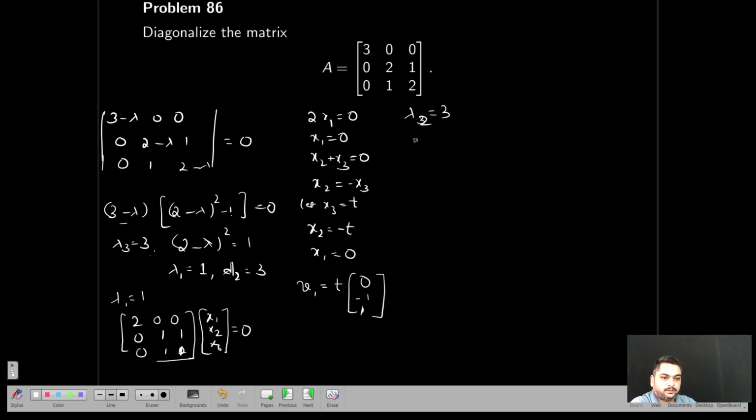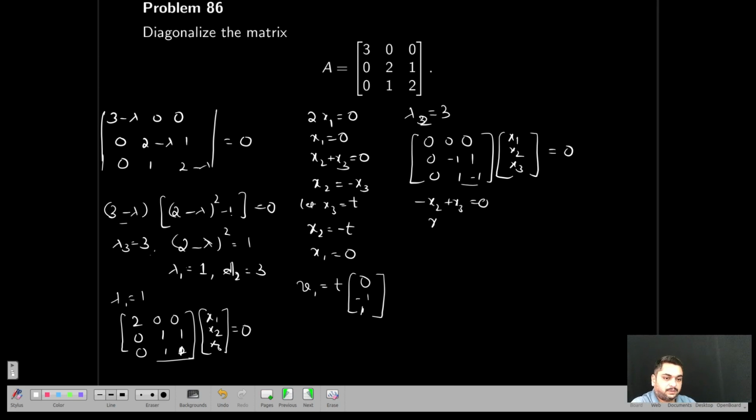Now, what will be this matrix? It will be [0, 0, 0; 0, minus 1, 1; 0, 1, minus 1] into my vector, equal to 0. Now, minus x2 plus x3 equal to 0. It is nothing but x2 is equal to x3. Let us say x3 is equal to t. Therefore, x2 will also be equal to t.